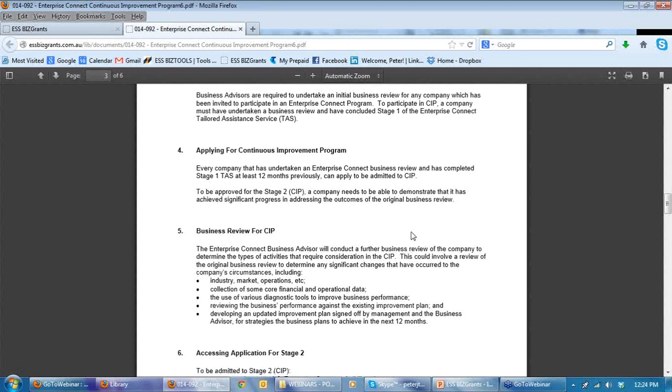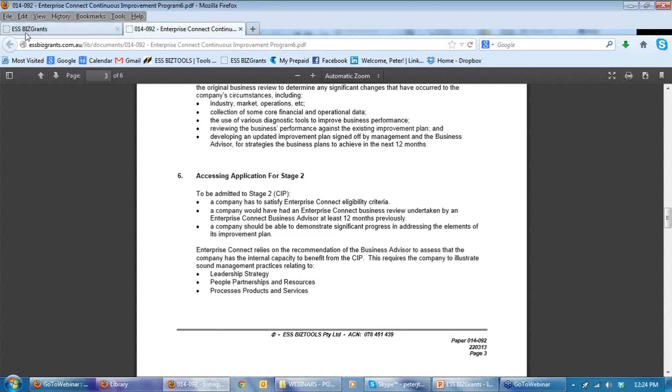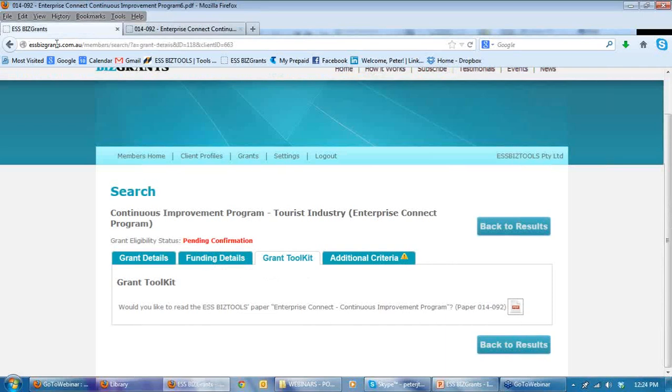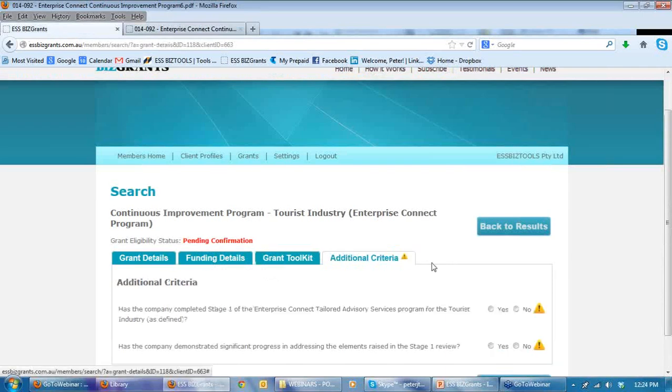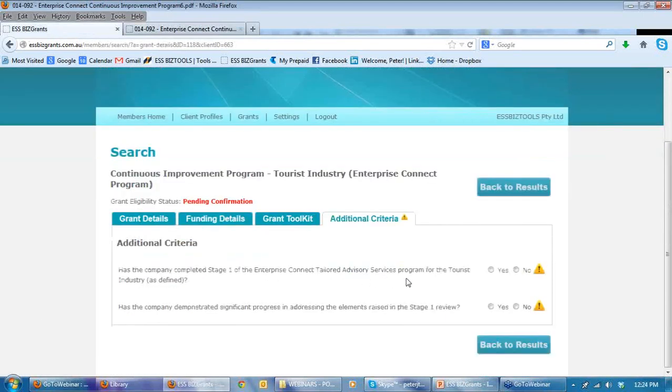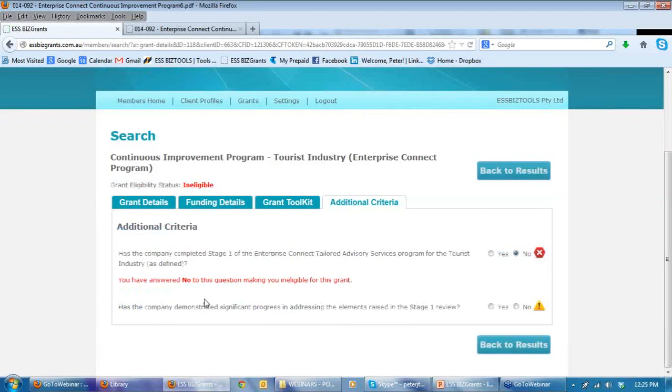You could read that and say, yes, that will suit our particular client. We're then going to answer some additional questions. The first question is, has the company completed stage 1 of the Enterprise Connect Tailored Advisory Program for the tourist industry? And we say, oh, no, he hasn't done that. So if I answer no, what is happening now is we've been told that we would be ineligible for that grant. Now you can go on and look at the rest of the questions if you like.